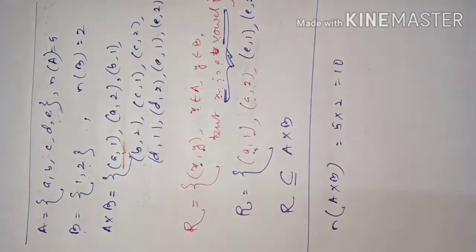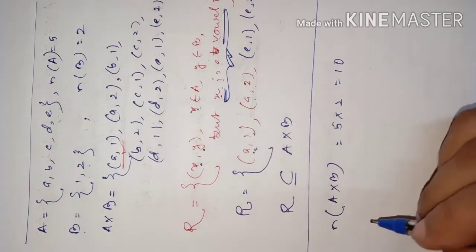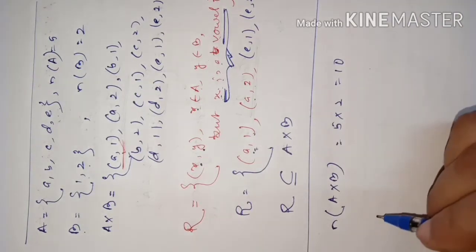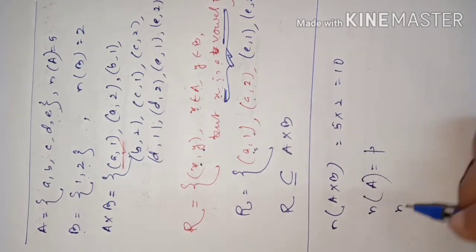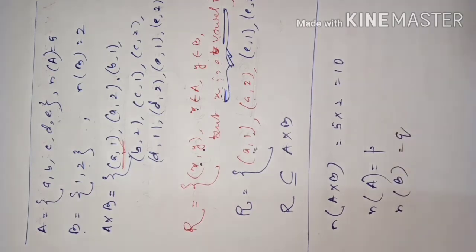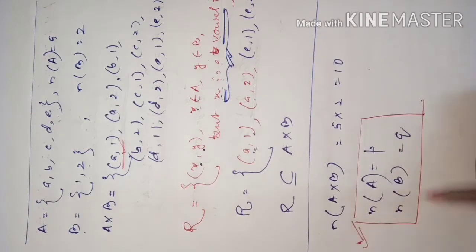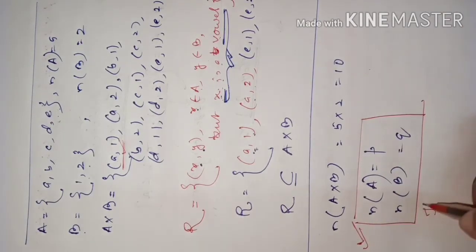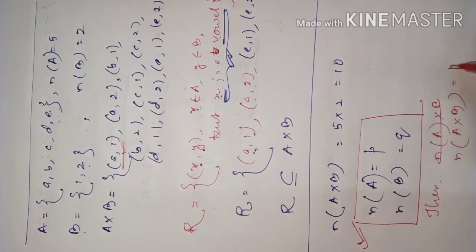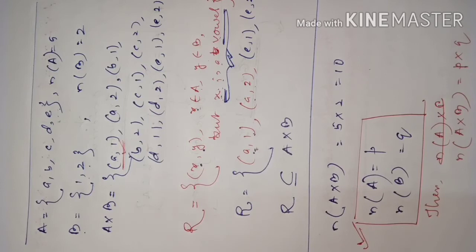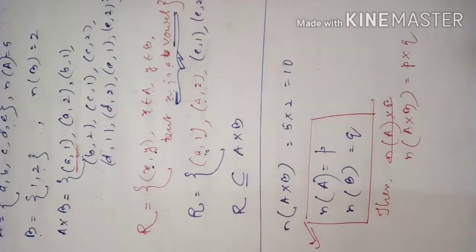So if symbolically we write the number of elements in A cross B, we have learned that if A has got P elements and B has got Q elements, then the number of elements in A cross B will be equal to P multiplied by Q. Before also we have learned this, no?